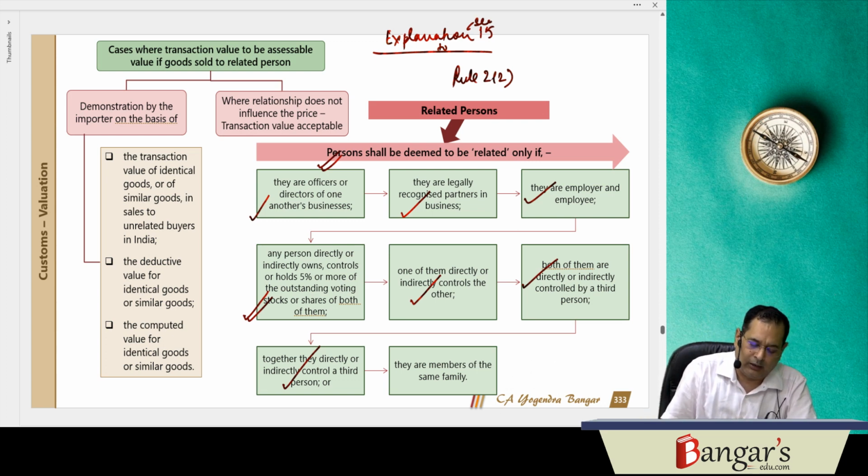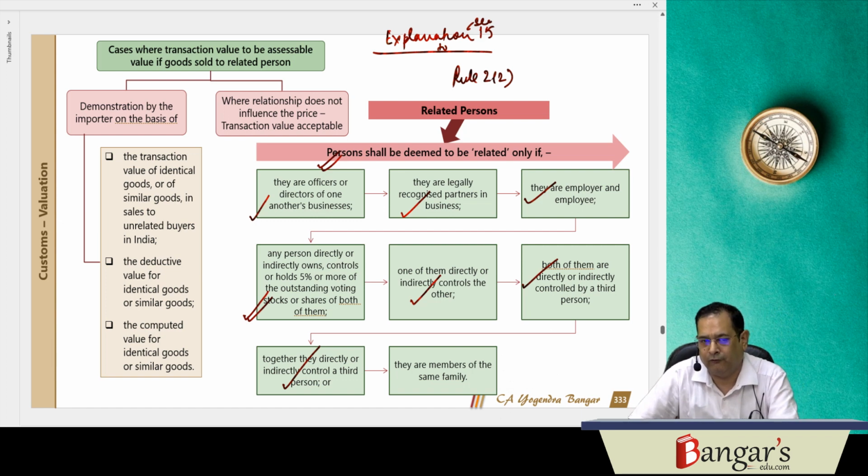And the last one is they are members of the same family. And in case one is a sole distributor, sole agent or sole concessionaire, he will not be regarded as related unless he falls under the relationship of the above criteria. So being a sole agent, sole distributor or sole concessionaire will not make him related until and unless he satisfies the above criteria.